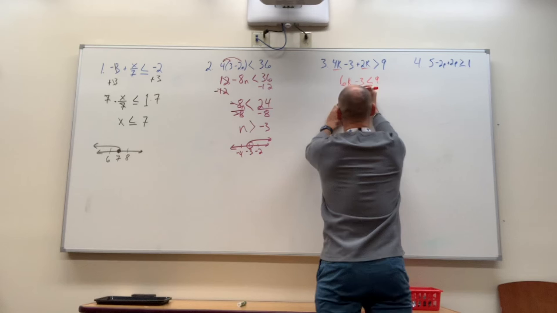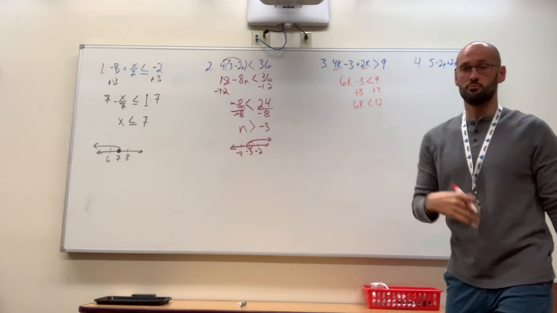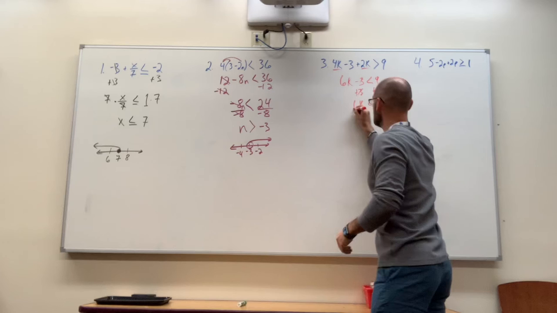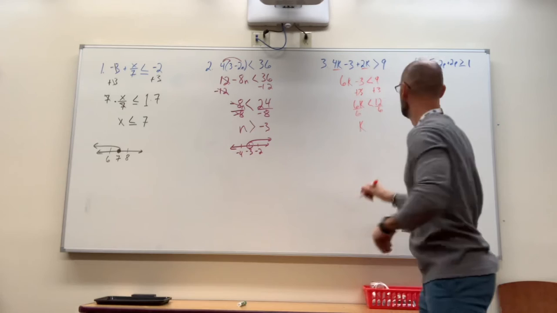Opposite of subtracting 3 is adding 3. Opposite of multiplying by 6 is, that was my, you can see in the air, that was dividing by 6. Don't judge. Did we take action with a negative by multiplying or dividing? No. We get 2.